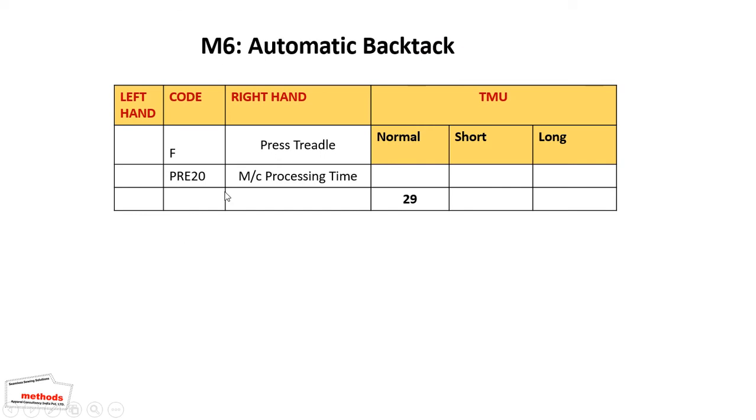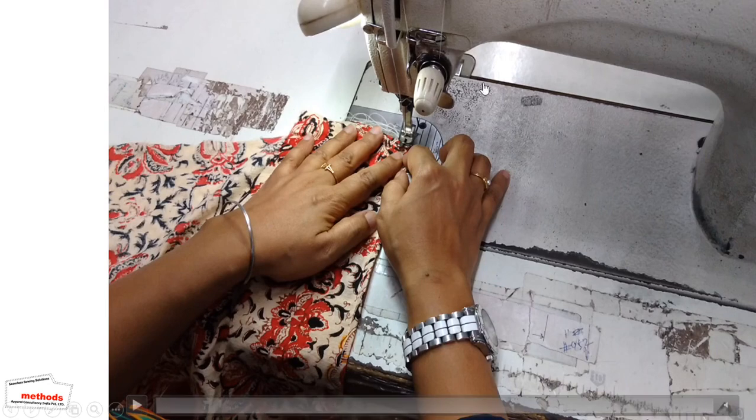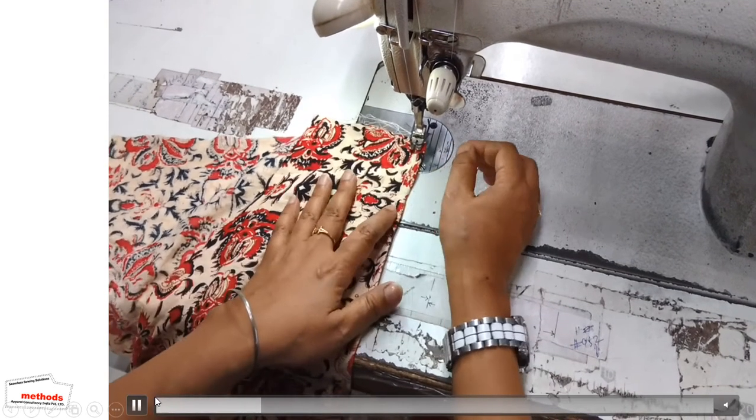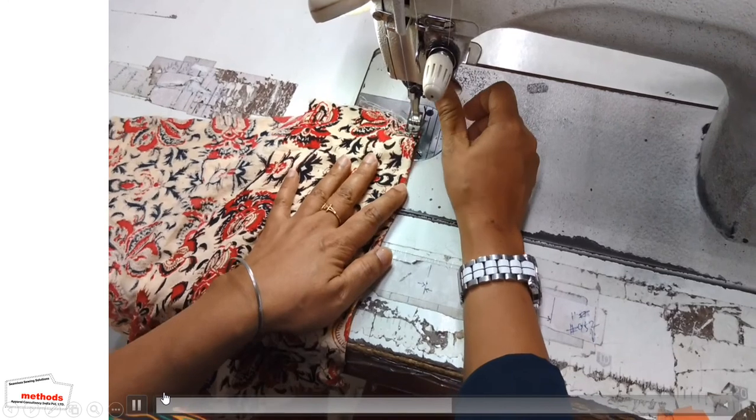The last code is called M7 and describes the motions of backtacking using a button provided right above the needle area. So if you see in the video, we have a button here right above the needle area. So she takes her hand to the button, presses it, and then gets her hand back.